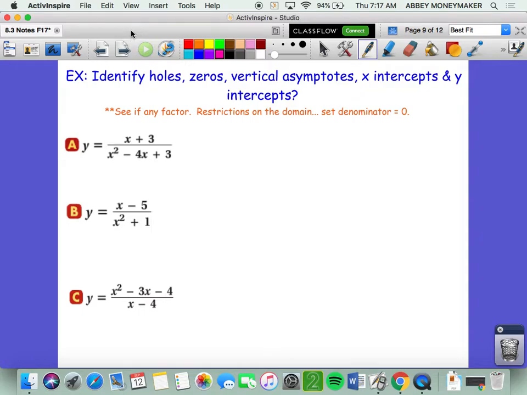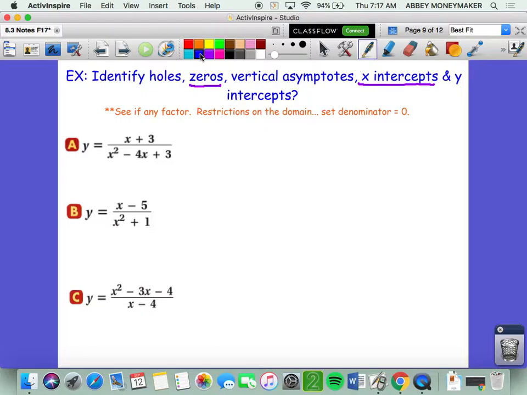So on this next slide, we are going to put everything together. Everything that we have done thus far is going to come down to this slide. Okay? The problems here say identify the holes, the zeros, the vertical asymptotes, the x-intercepts, and the y-intercepts. Vocab, aren't zeros the same as x-intercepts? Yes! Going back to last module. I just repeated that twice. See if you caught it.